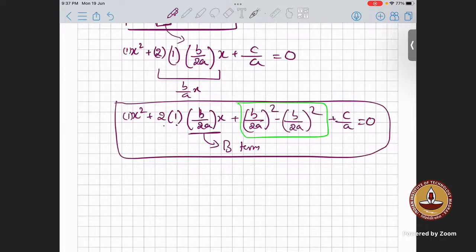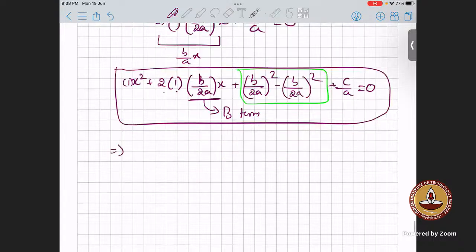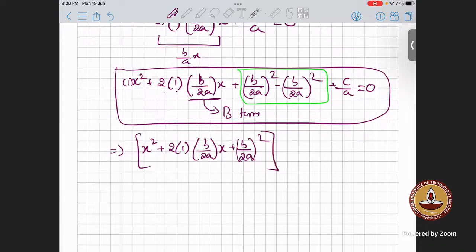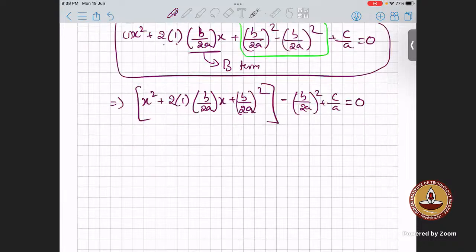Clear till now? Yes, sir. Now look at this. x square plus 2 into 1 into b by 2a into x plus b by 2a square minus b by 2a whole square plus c by a equal to 0. Agree?